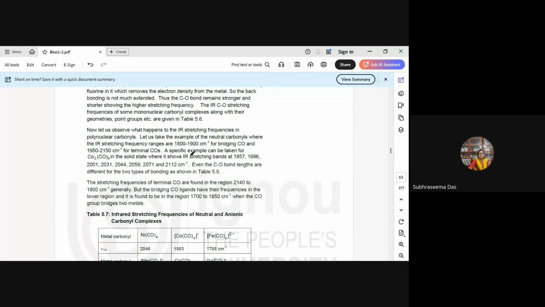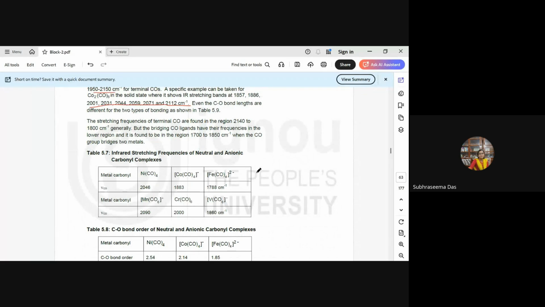For bridging CO, the frequency range is 1800 to 1900, and 1950 to 2150 for the terminal CO. So a specific example that can be taken is Co2(CO)8 in the solid state, where it shows the stretching bands at 1857, 1886 and other values in centimeter inverse. Now, even the CO bond lengths are different for the different types of bonding. So here when we have polynuclear carbonyls, because of the presence of different types of CO or CO bond lengths, we see different types of stretching frequencies.